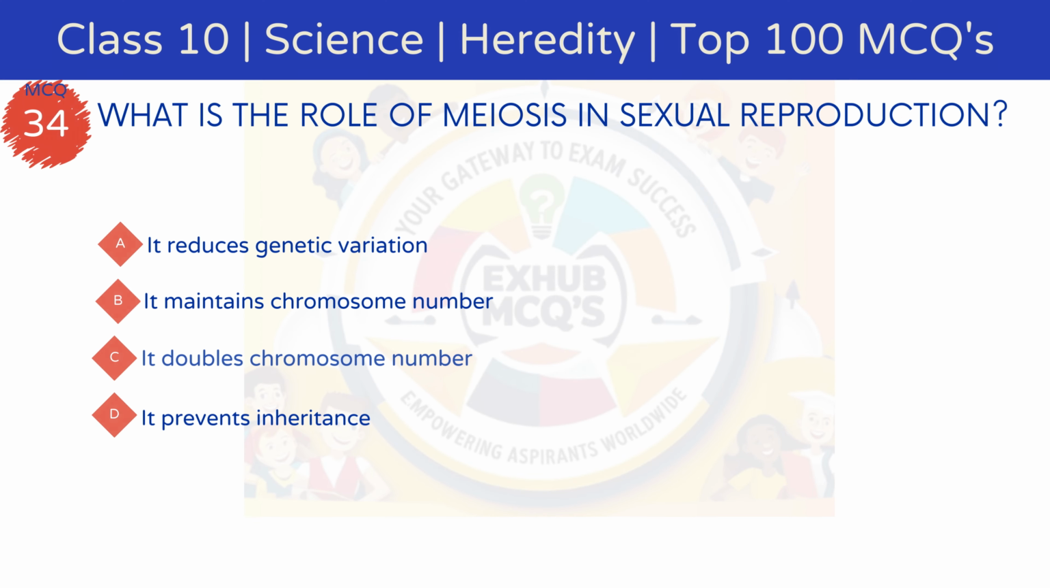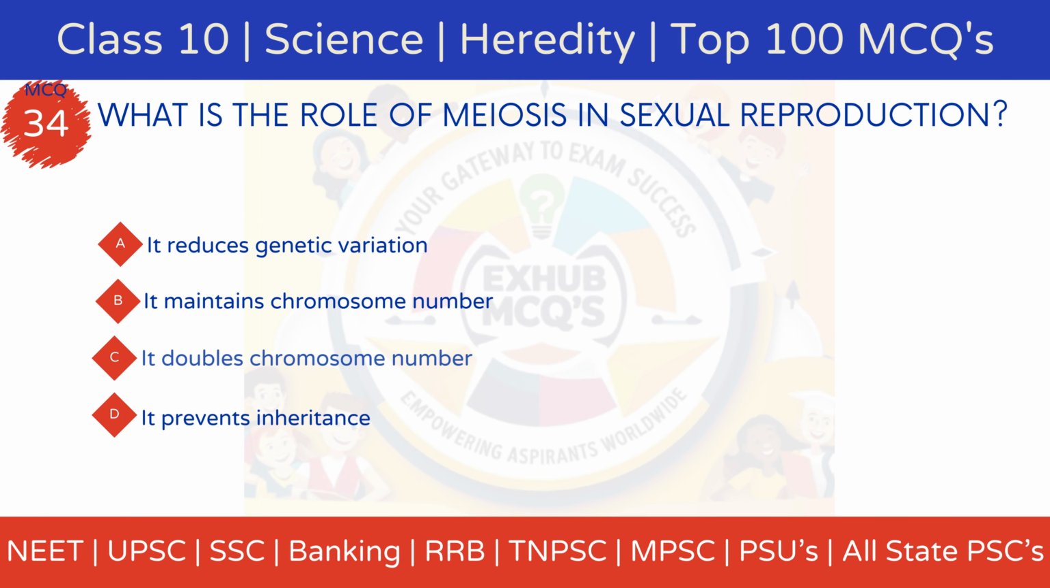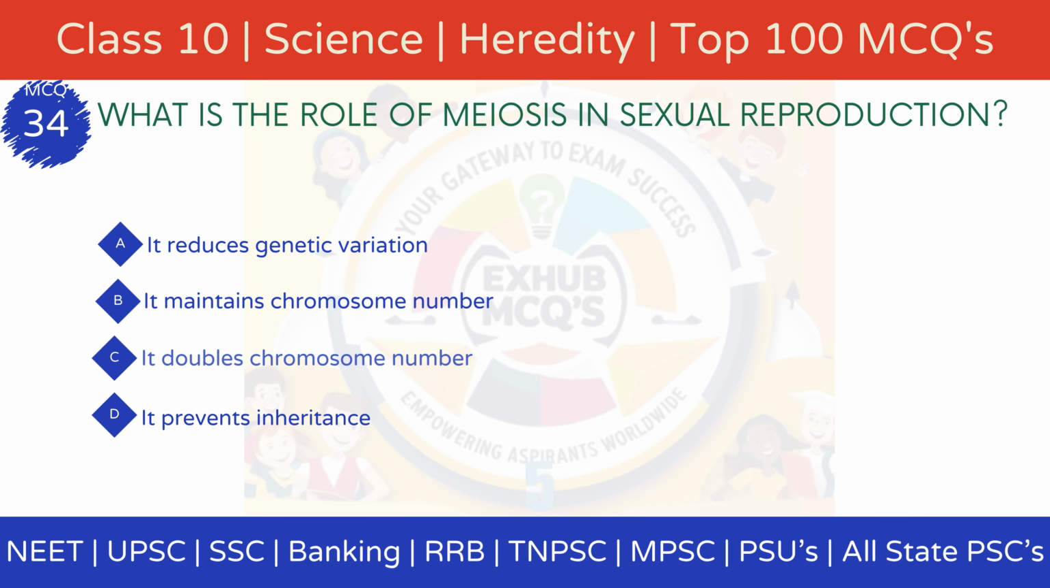MCQ 34. What is the role of meiosis in sexual reproduction? Option A, it reduces genetic variation. Option B, it maintains chromosome number. Option C, it doubles chromosome number. Option D, it prevents inheritance.